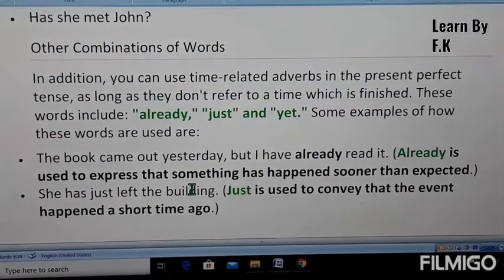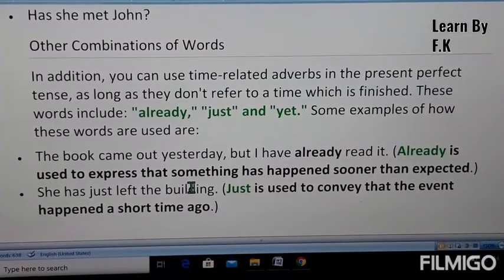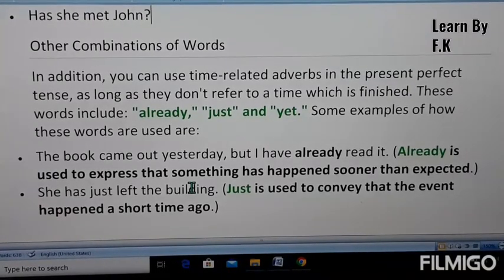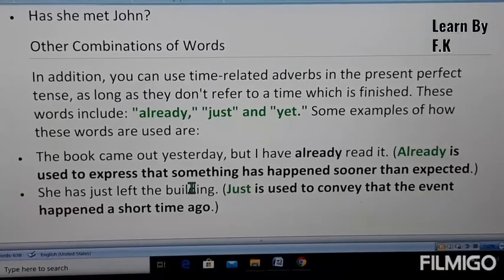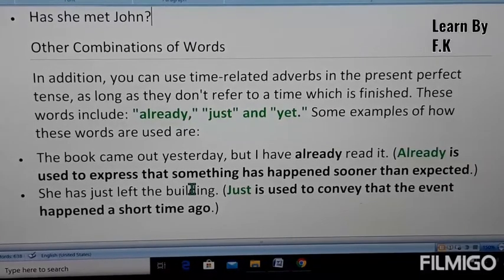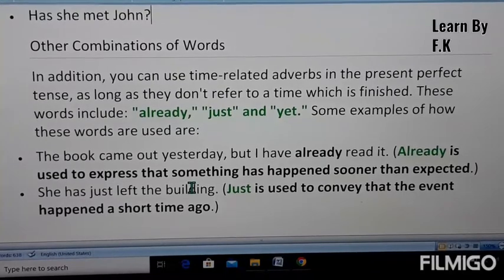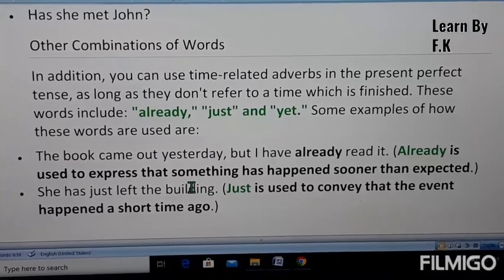Yes. Here we have three words which are written in green: already, just, and yet. In addition, you can use these time-related adverbs in the present perfect tense as long as they don't refer to a time which is finished. It means we cannot use a specific time period, as I have already told you in the rules of the present perfect tense, but we can use three words here: already, just, and yet. Some examples of how these are used.